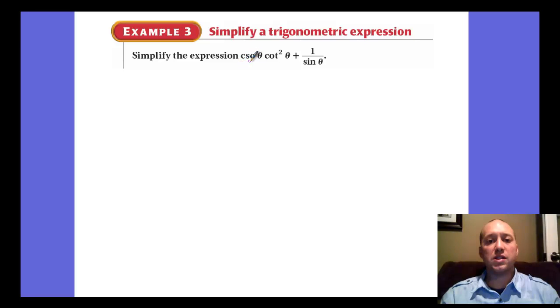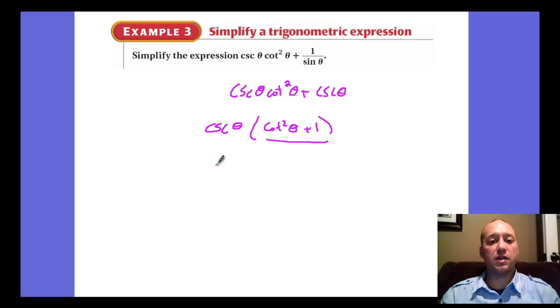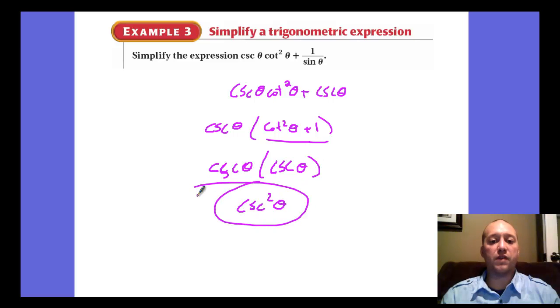Another one here, we have cosecant, cotangent, and plus 1 over sine. So I think 1 over sine is cosecant, so I might want to write that first. And I noticed that this also has a cosecant here. So now I have two terms that both have cosecant, so let's try factoring that out. We get cotangent squared theta plus 1. So this is a Pythagorean identity where that's cosecant squared. The cosecant theta times cosecant theta, which ends up being cosecant squared theta, would be the simplified answer.